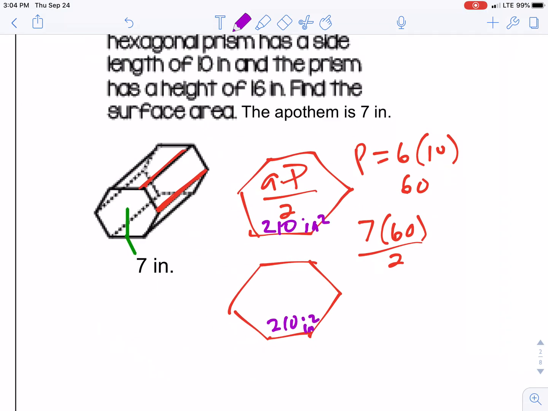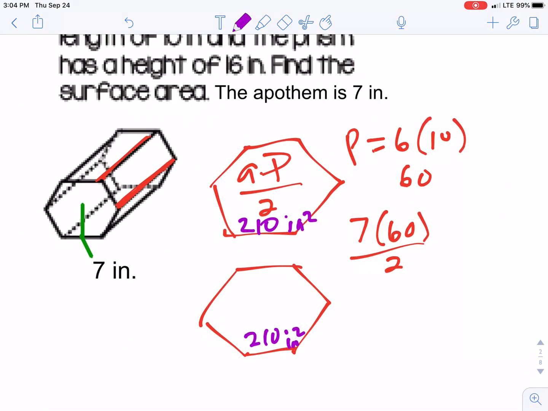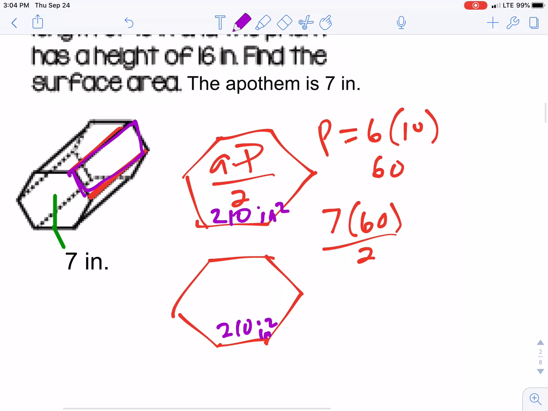All right? Now, for what we call the lateral area, lateral surface area is the non-bases. Add up all those areas, that would be the lateral area. We're not too worried about that. We're just really looking for total area.